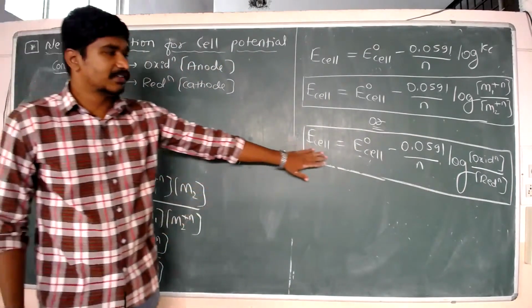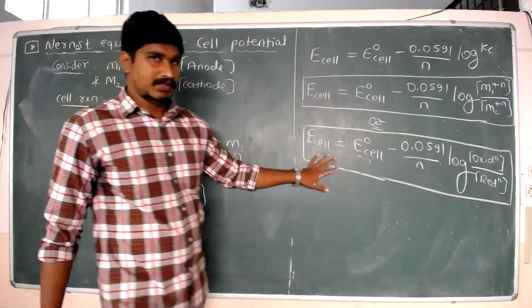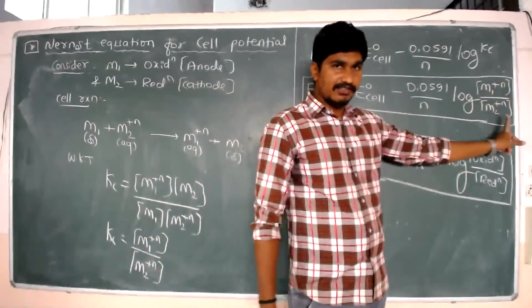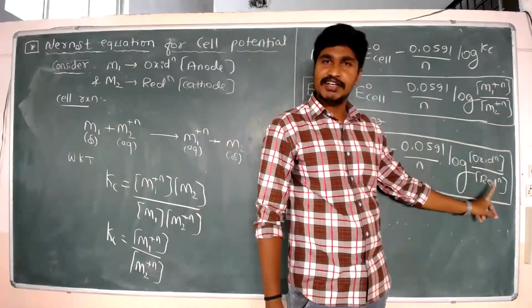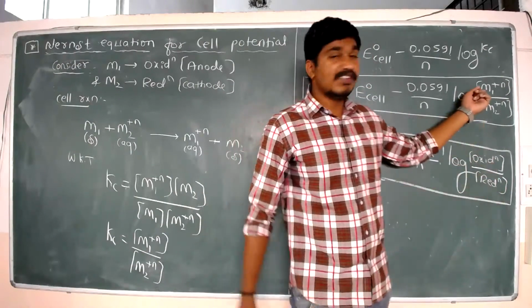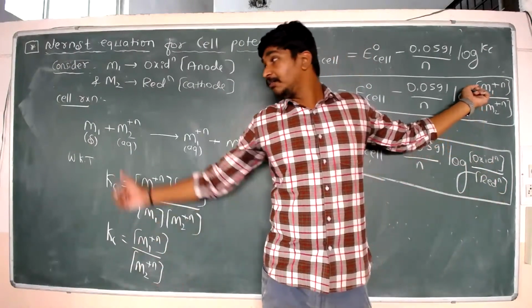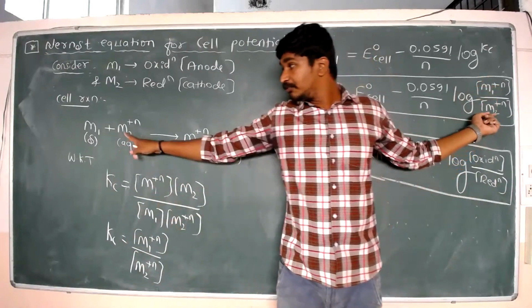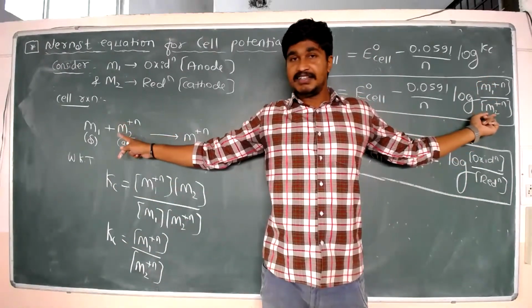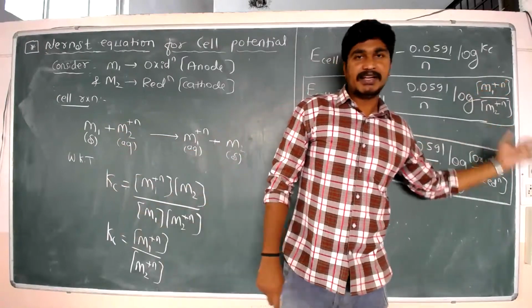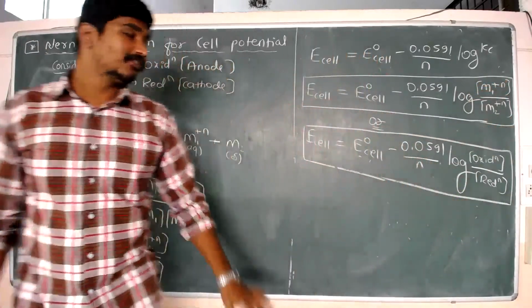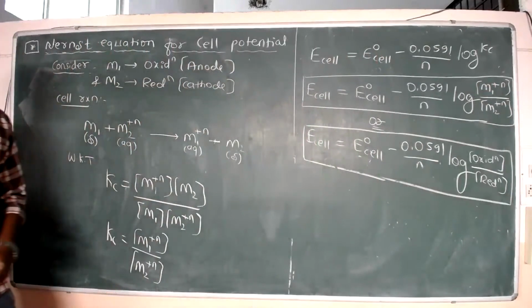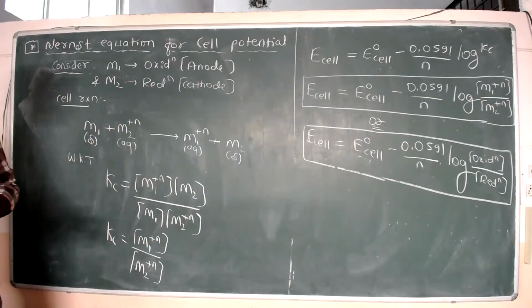This is also another Nernst equation. Both are same. Here I am writing in terms of metal ions. Here I am writing in terms of oxidation and reduction. Or you can write M1 is the product. Just observe where M1 is in the chemical reaction: product. Correct? Product by M2 means reactant. Where M2 is there? Here M2 plus. Correct. Here it is reactant. You can write product by reactant. This is also known as the Nernst equation. Clear?